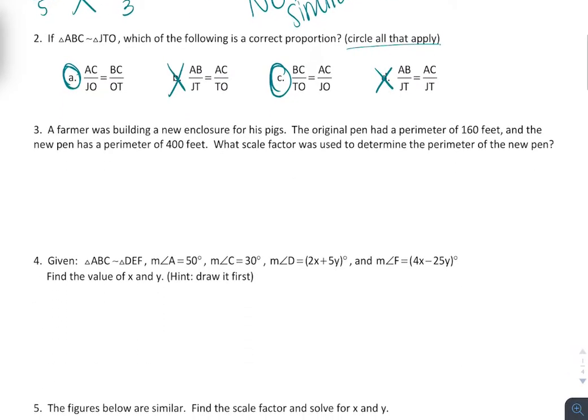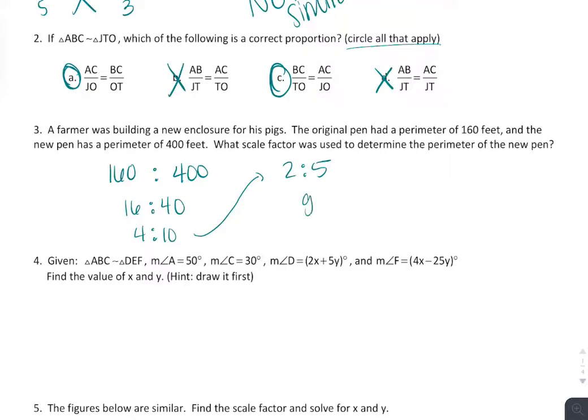Okay. Number 3 says that a farmer was building a new enclosure for his pigs. The original pen had a perimeter of 160. The new one had a perimeter of 400, so it grew to 400 feet in the perimeter. So what scale factor was used to determine the perimeter of the new pen? So if we turn this into a ratio, we have 160 to 400. We can divide them both by 10, so we have 16 to 40. Divide those both by 4, we have 4 to 10. We can divide 4 and 10 both by 2, so we have a 2 to 5.